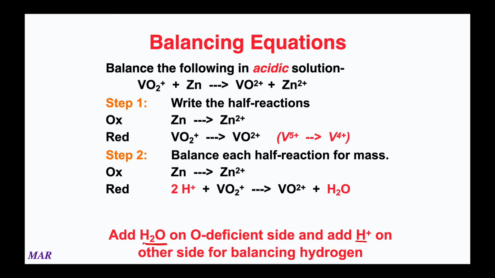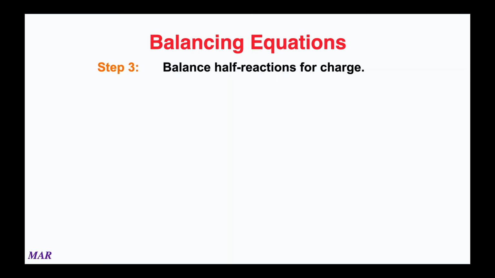You can always stop and check yourself too. So in this last example, we had 2 H+ on the reactant side and 2 H+ on the product side. 1 vanadium, 2 oxygens. Well, 1 oxygen is here and the other oxygen is there. This reaction is balanced. We're good to go. The next step, balance the half reactions for charge. And this is the step when you can only add negative electrons. You can't add anything else.